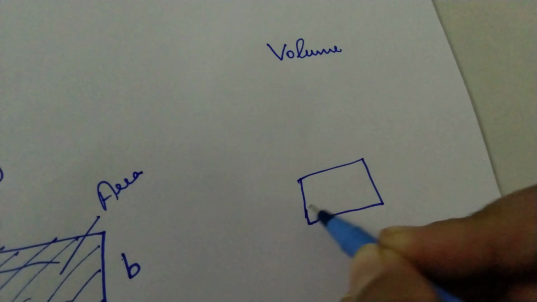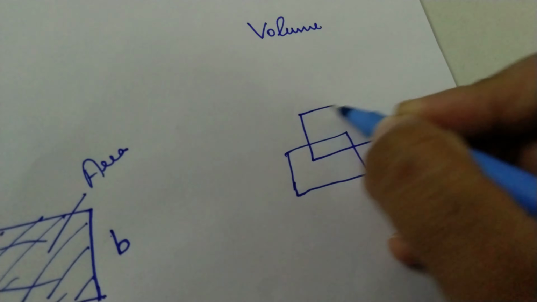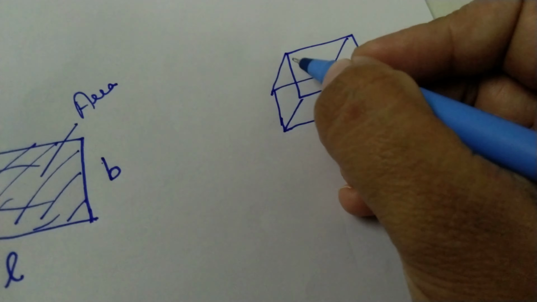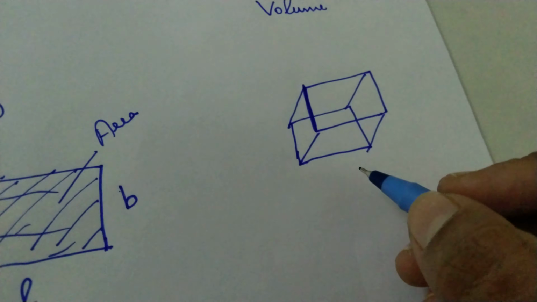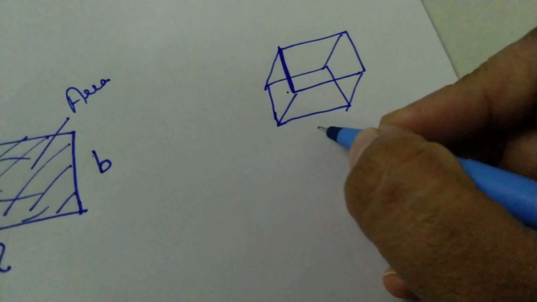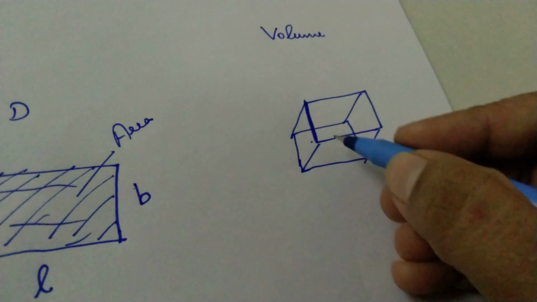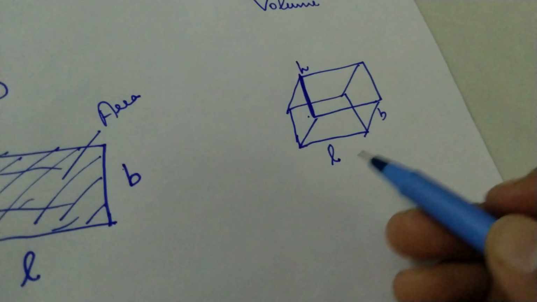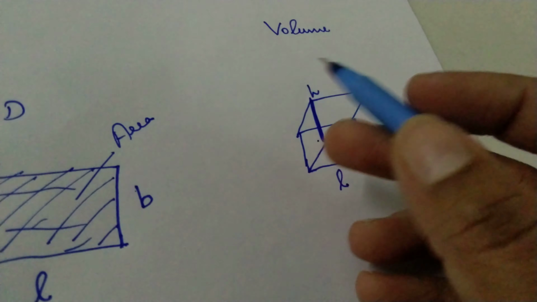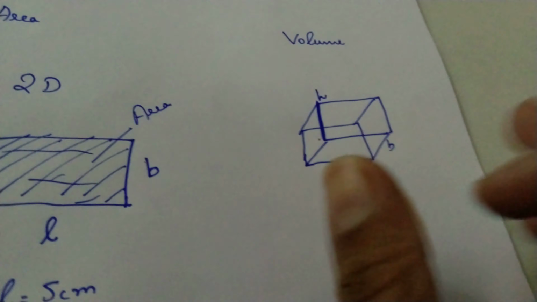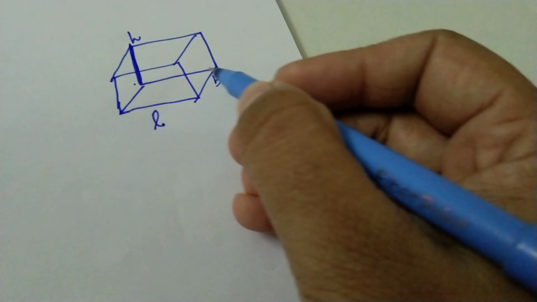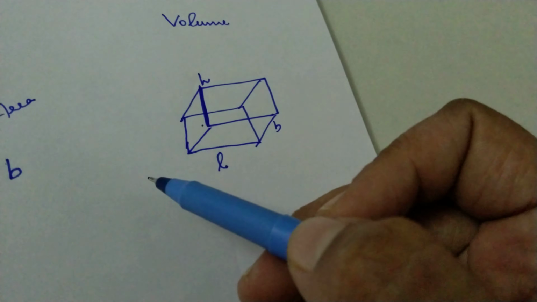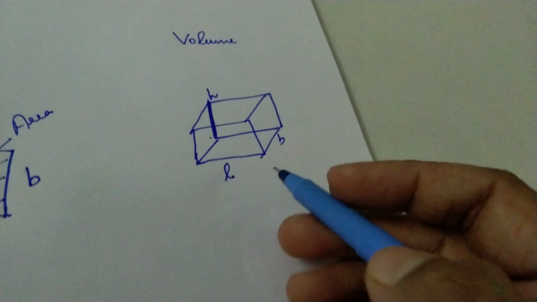I have taken the same rectangle and I am just going to add one dimension, the third dimension, which is the height. When I am adding this third dimension, it becomes a volume. Length, breadth and height. Just by adding one dimension, we'll get the volume. This is a cuboid. Just by adding one more dimension, we'll get a solid figure, which is a change from the plane figure, just by adding one dimension.